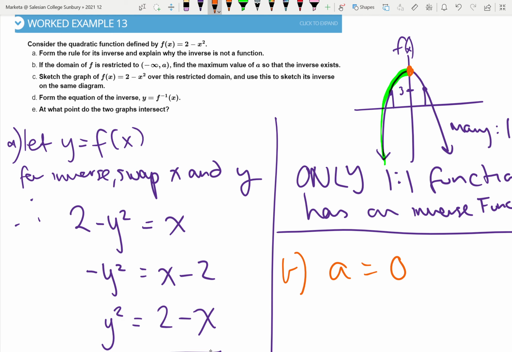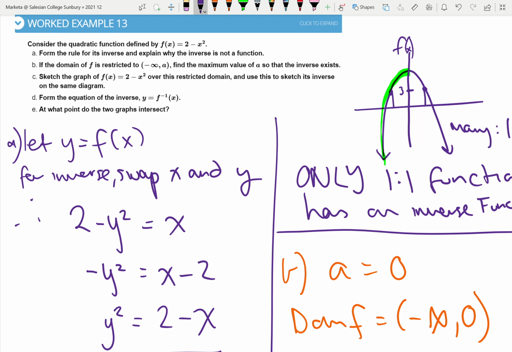domain of f is going to be restricted. So the domain of f is going to be from negative infinity up to 0. And actually, I should be careful here because this is a soft bracket. So this means that actually in my picture there, now it's going to rub out the whole thing.